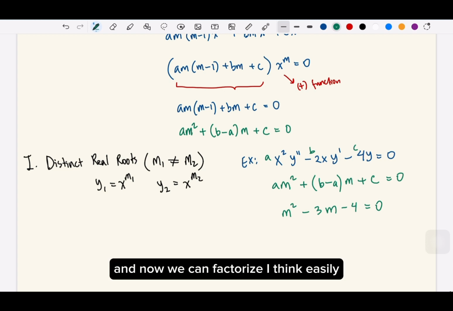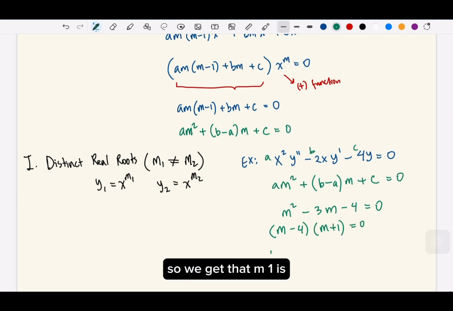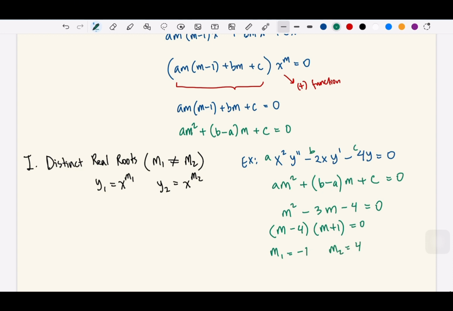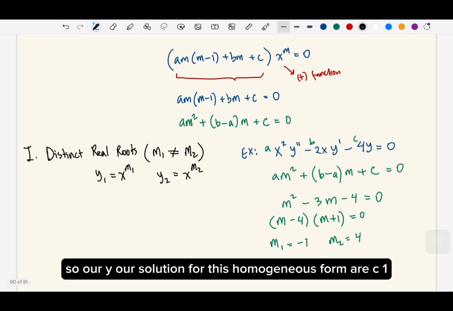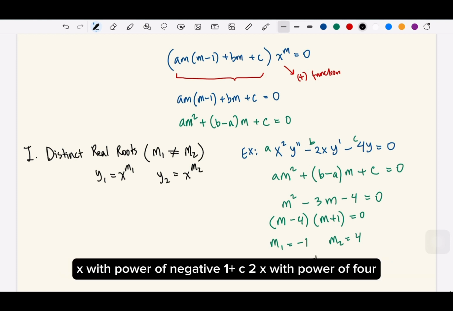And now we can factorize, I think, easily. So we get m1 is negative 1, and m2 is 4. So our solution for this homogeneous form is c1 x with power of negative 1 plus c2 x with power of 4.